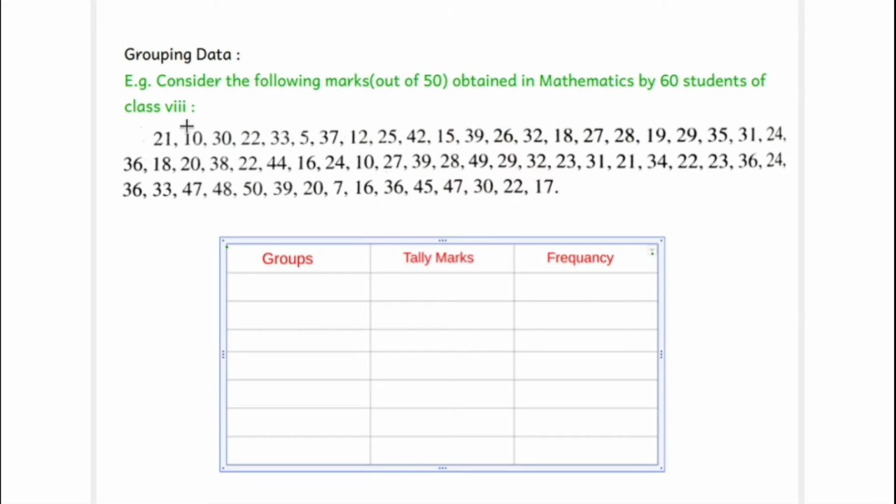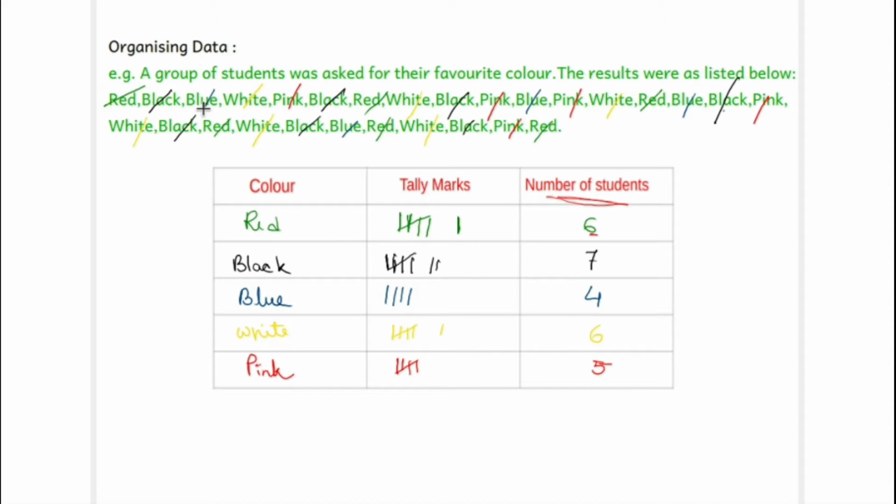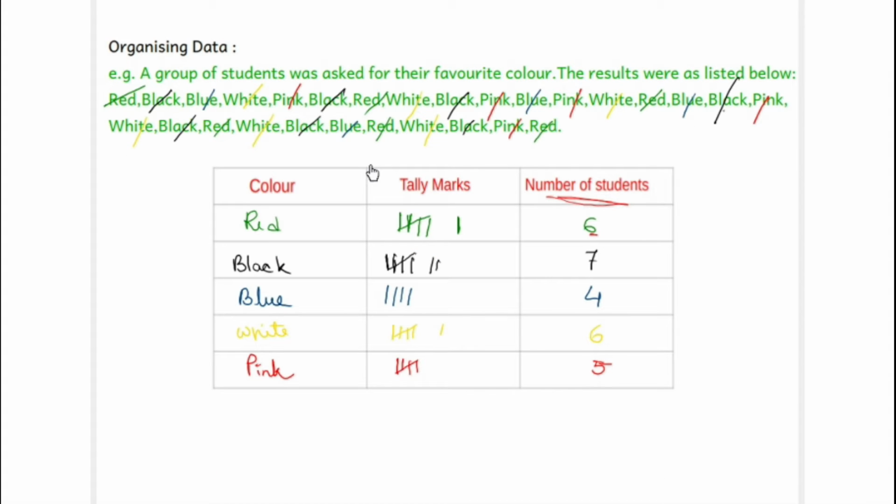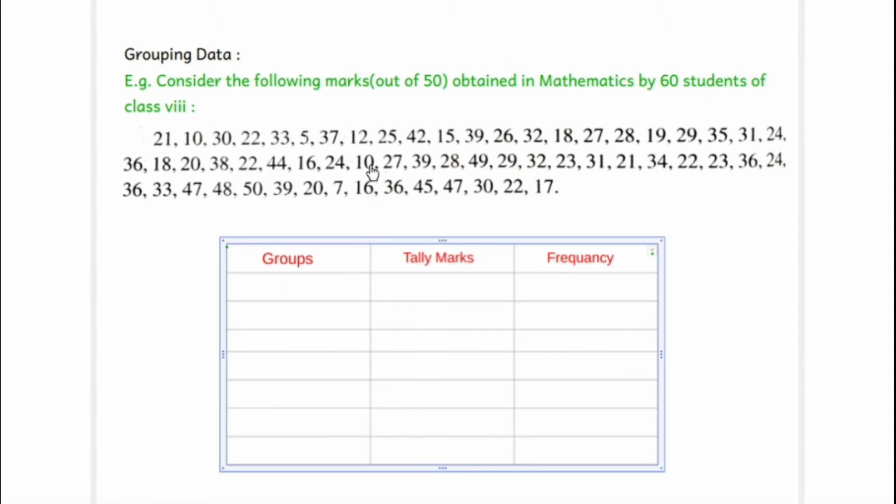How to group data? Sometimes it happens that we have to deal with large data like this. Now see, if we make a frequency distribution table like this, suppose we have taken red color, then black, then blue, white, pink. Suppose 21, then 10, and we make the tally markings. It will become very long, because the variation in numbers is so much, 21, 10, 30, 22. So it will become a very long table. So for our convenience we will make groups of observations.